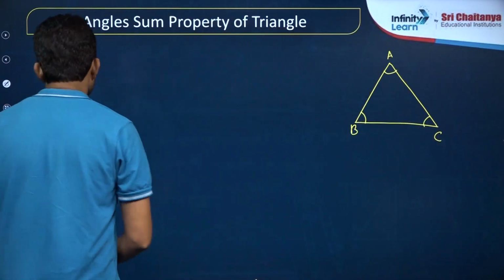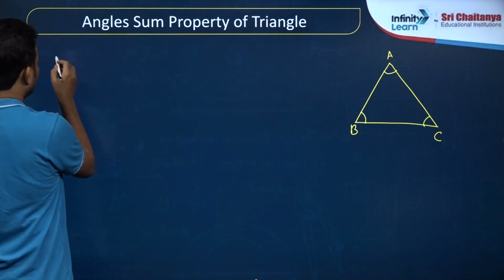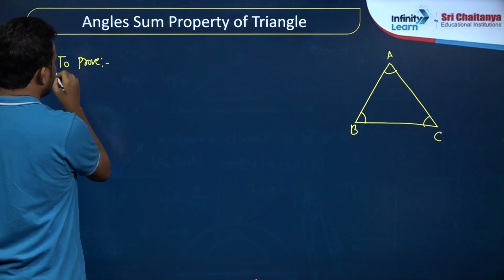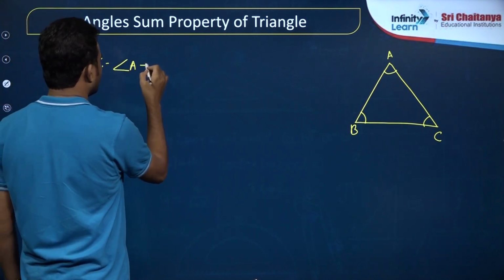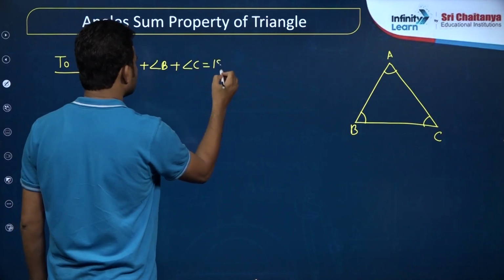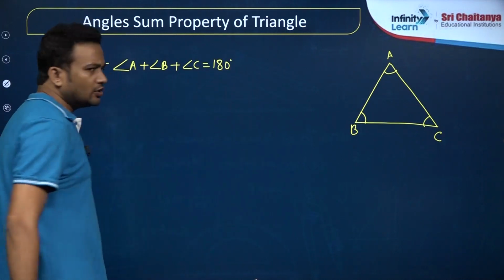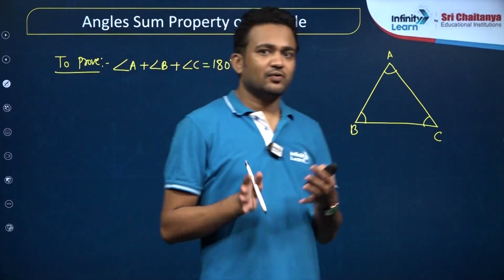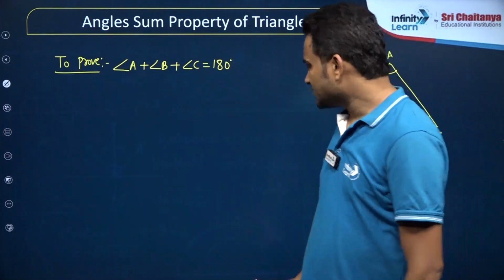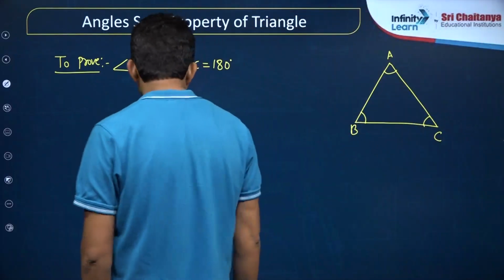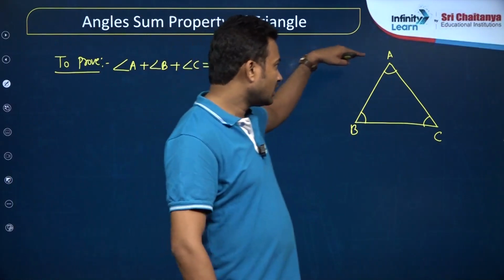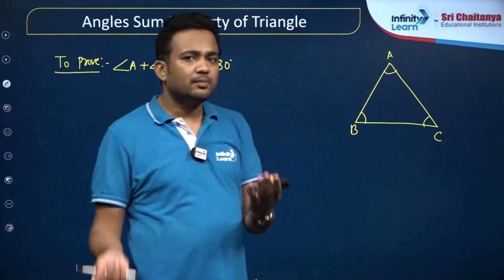So, let us prove this. What we have to prove, guys? To prove: angle A plus angle B plus angle C is 180 degrees, right? In order to do a proof, even in geometry, we require some constructions to prove the required thing, right? So, what is the construction, guys? There are many things. The simplest one is you can draw any line that passes through any vertex and is parallel to the opposite side.